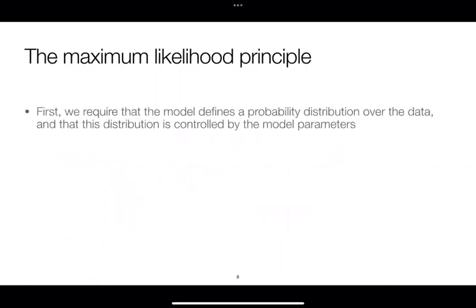In order to talk about maximum likelihood, the first thing that we require is that we need the model to not just output some prediction, not just to output some scalar y hat or something like that. It actually needs to define a probability distribution over the data. And then we need that this distribution is controlled by the model parameters. What exactly does this mean?